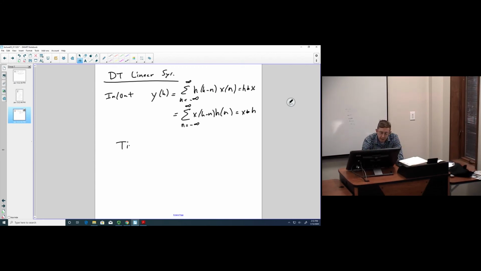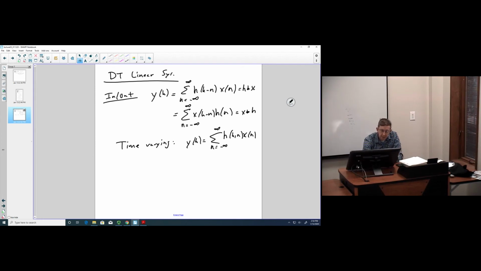If it was time varying, I have a different equation. It's very similar though. It's still just a sum: n equals minus infinity to infinity, h of k comma n, x of n. Here's that two-dimensional h again. So the same story as continuous time. For continuous time systems that are time varying, I need really an infinite collection of impulse responses. I need to know at every single time what the impulse response is. Same thing here for discrete time. This summation is called the superposition summation. We had the superposition integral, now we have a superposition summation.